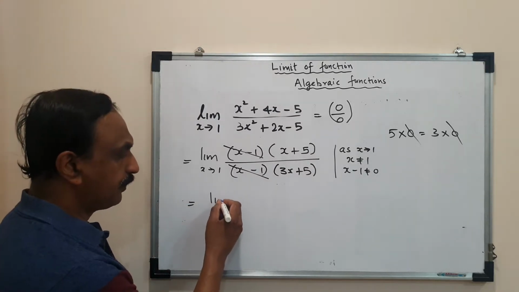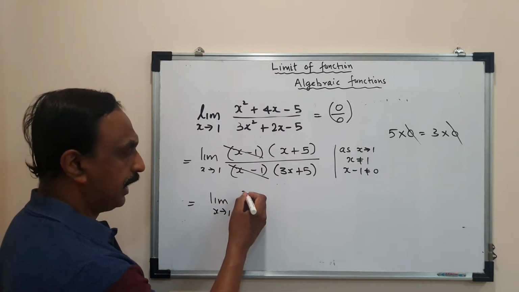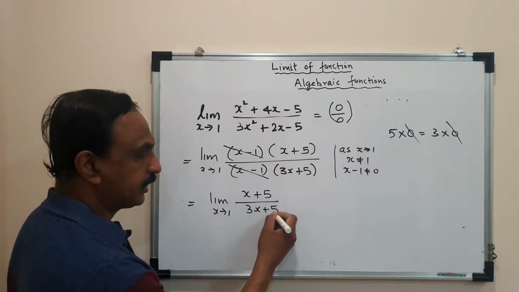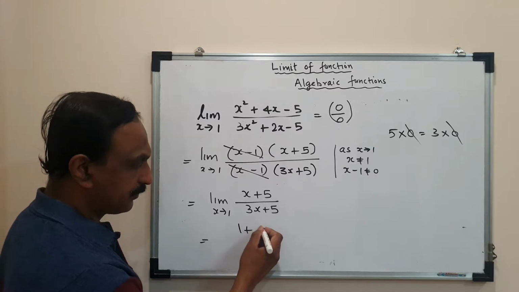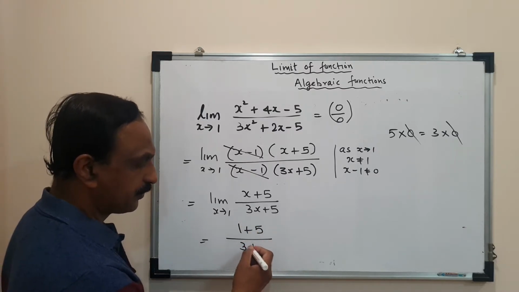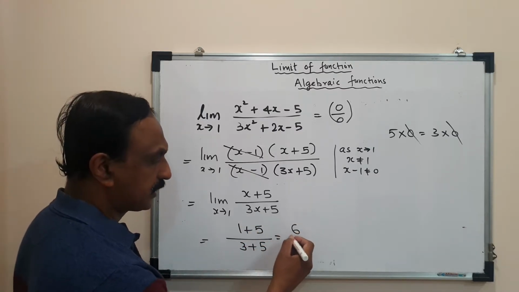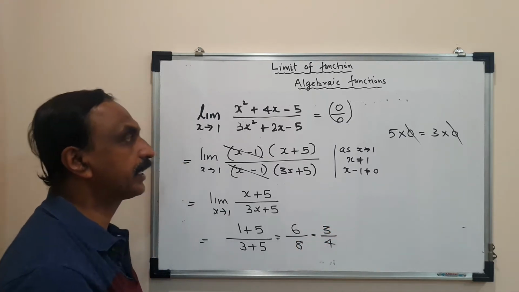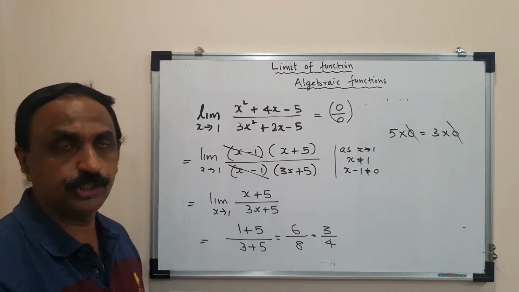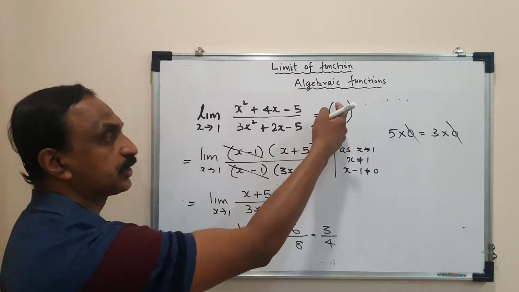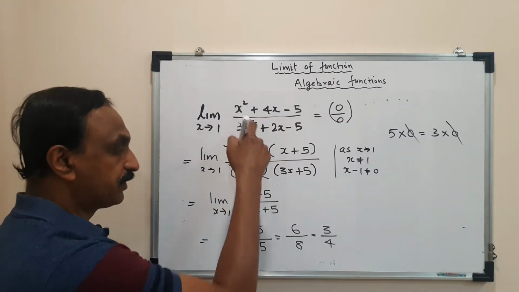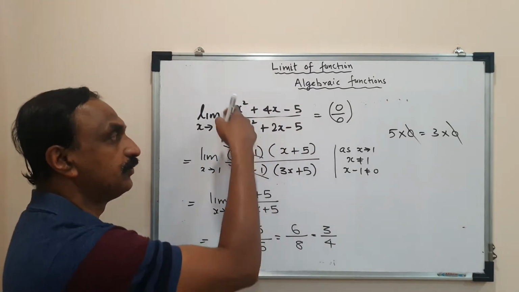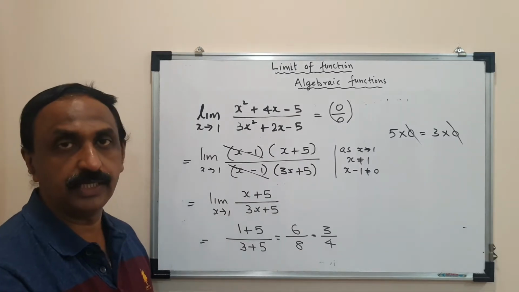Hence, my calculation of the limit now turns out to be x plus 5 upon 3x plus 5. This will give me 1 plus 5 upon 3 plus 5, that is 6 upon 8, which is 3 by 4. So what's my conclusion? When x is approaching 1, the value of this function is not 0 by 0. The value of this function is 3 by 4. So when x approaches 1, this function's value will approach 3 upon 4.